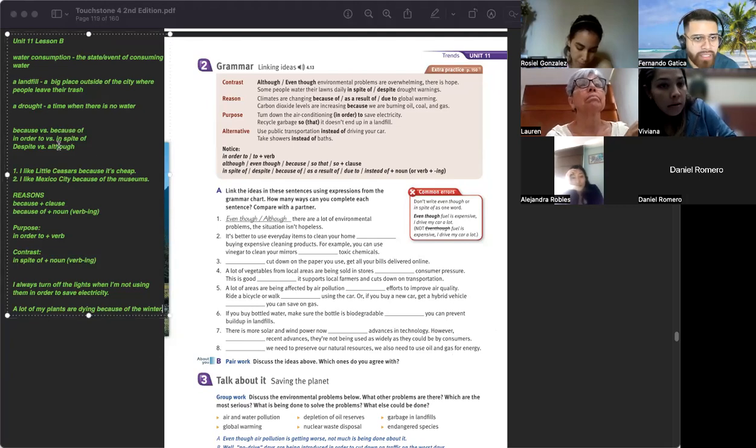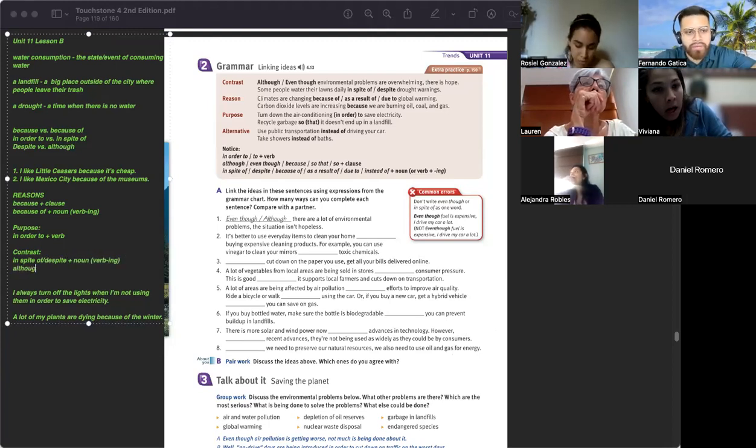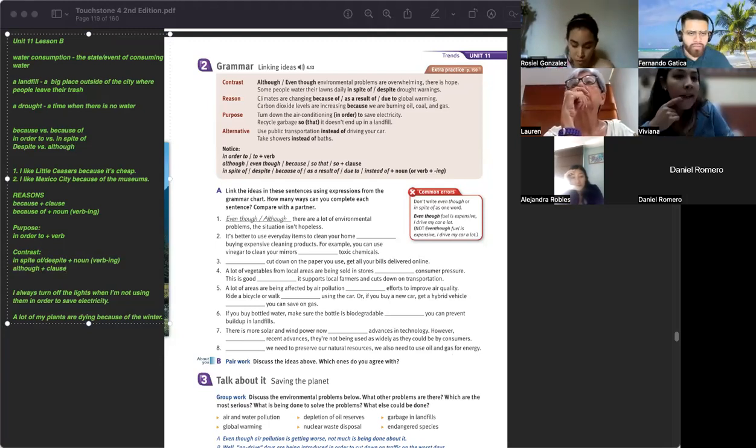Now for the last one, despite and although. Despite and although, they are for contrasts. In spite of is the same thing as despite. And then after although, we're going to use a clause. So they both mean the same thing, for something good, something bad. Red, blue, white, black, hot, cold, to contrast.